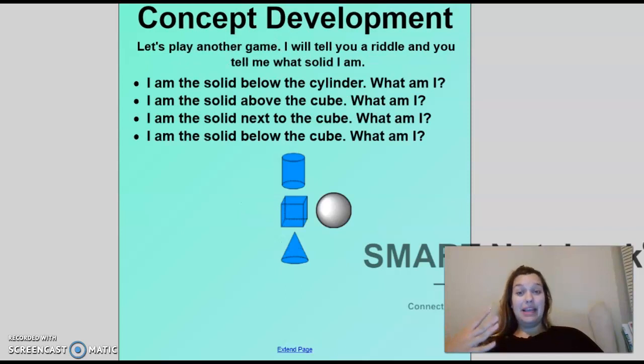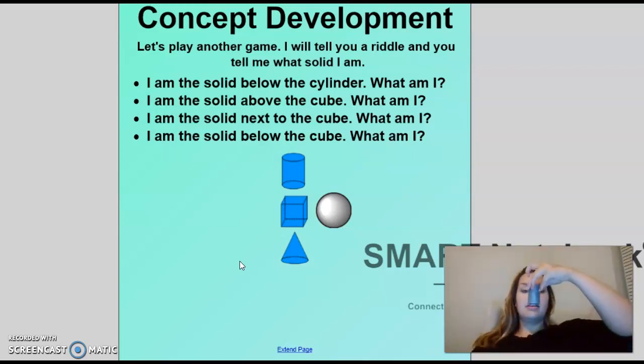Okay, so now we're going to play a game using our positional words, but we have to figure out what shape they are talking about, okay? So, our first clue. I am the solid or 3D shape below the cylinder. What am I? So looking at this picture, can you point to on your screen what shape is below the cylinder? Below. So if my face is the cylinder, it's going to be the shape below the cylinder.